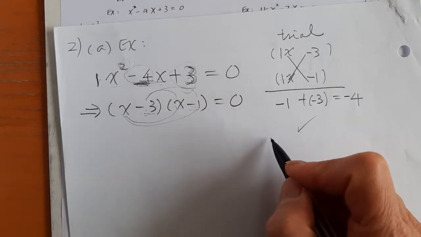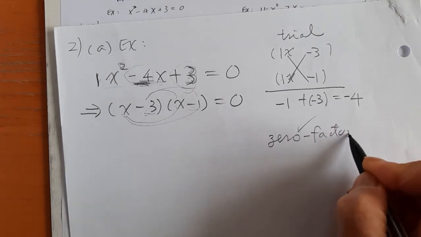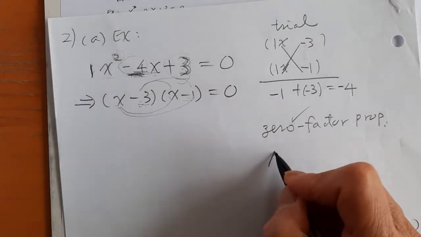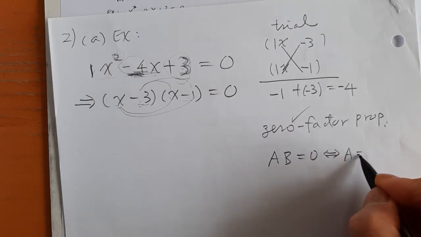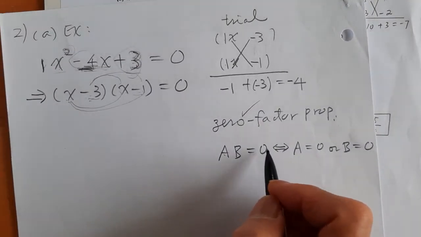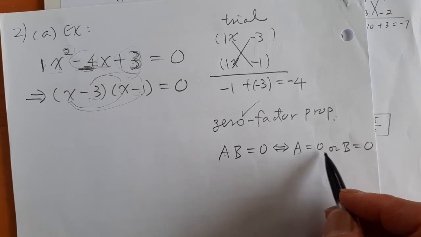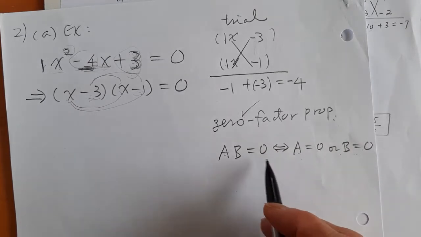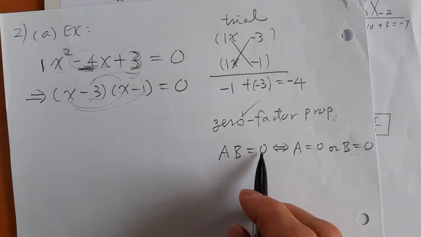So we use the 0 factor property. What is the 0 factor property? It is if a times b equals 0, if and only if a equals 0 or b equals 0. If the two numbers timed together equal 0, then the first number a equals 0, or b equals 0, or both are 0. Then timed together, one of them must equal 0, or both are 0, and the product will be 0.